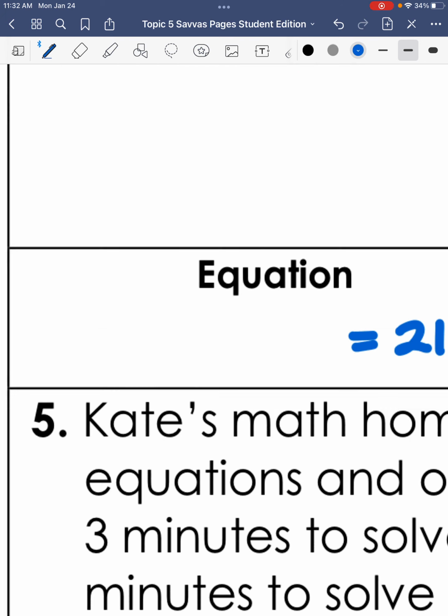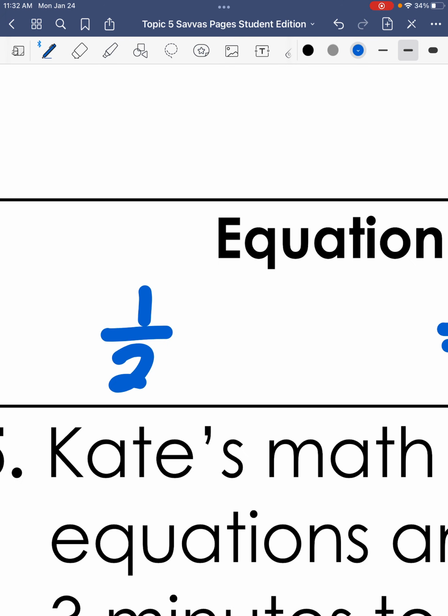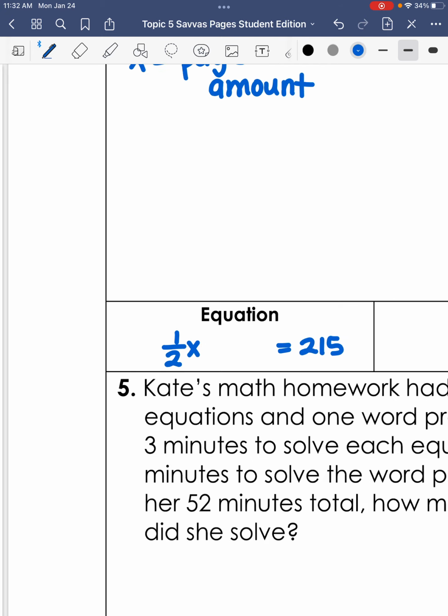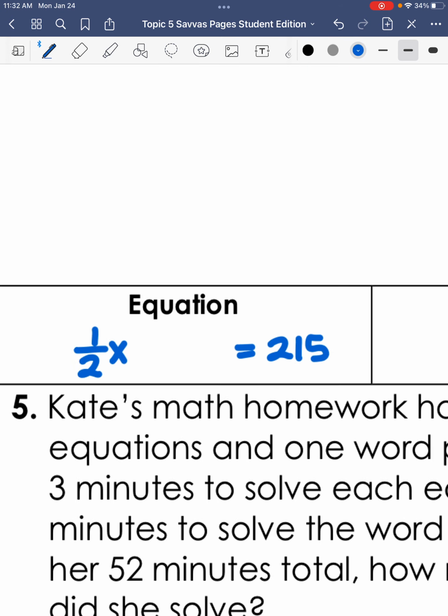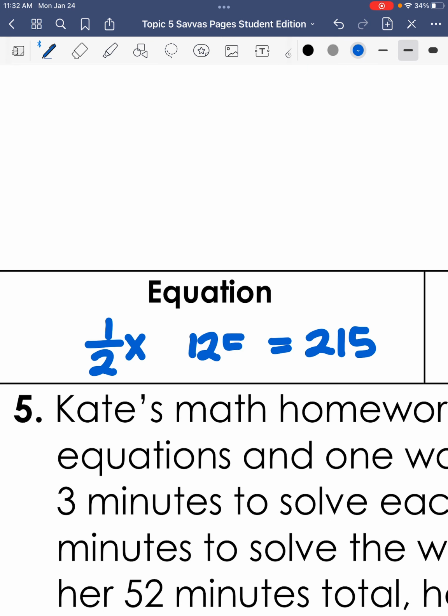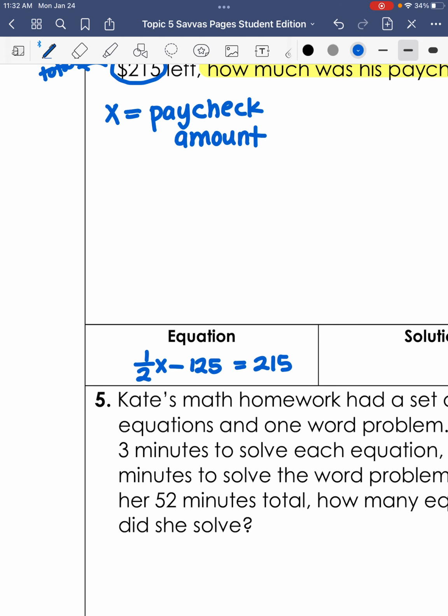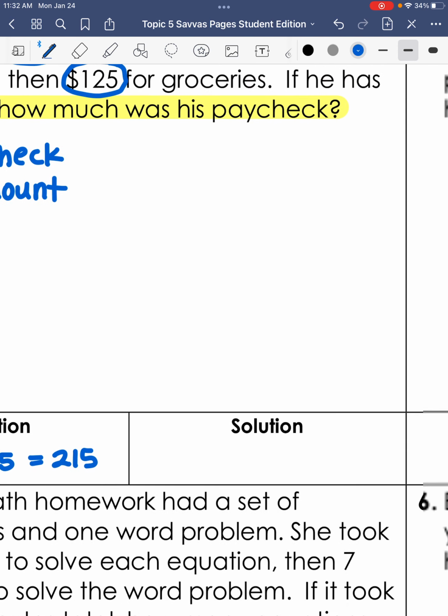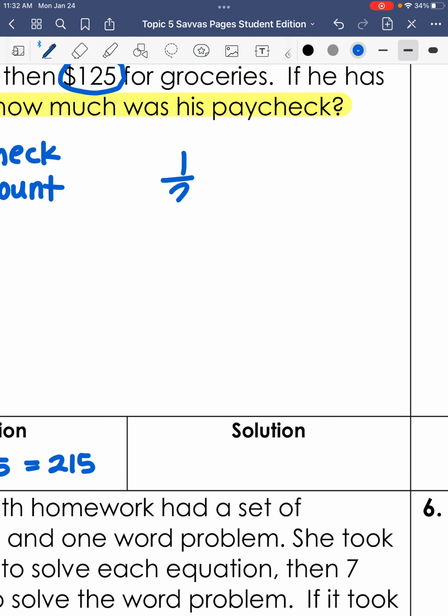I'm going to go with 1/2, and then I'm going to attach the x to that. So 1/2 x. Now he's also using $125 for groceries. The 125 also goes over here. But what operation connects these two pieces? Well, because he's using that money for groceries, we're going to subtract. So 1/2 x minus 125 equals 215. That's an equation that you do know how to solve. So we have 1/2 x minus 125 equals 215.